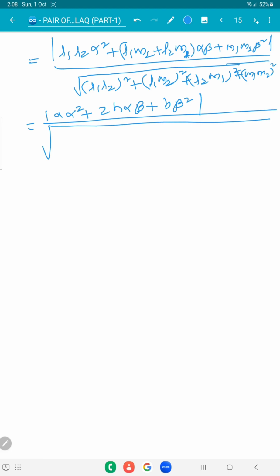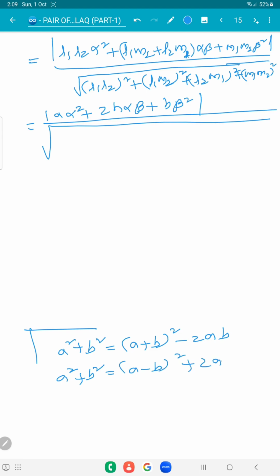What we need to show? A minus B whole square. So I am writing this one like this. The formula for this one I am going to use now. A square plus B square has two formulas. A plus B whole square minus 2AB, one formula. A square plus B square is equal to A minus B whole square plus 2AB. Now I am going to use the second formula here. A square plus B square is A minus B whole square plus 2AB. A is this one, B is this one: 2 L1 L2 M1 M2. I am done.